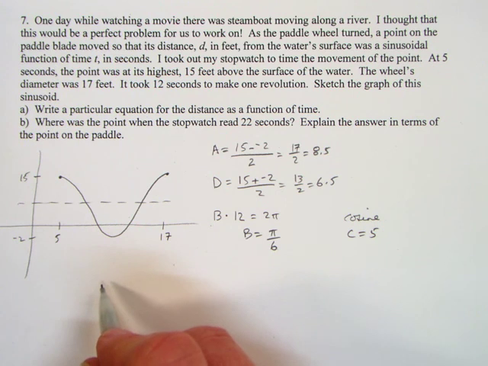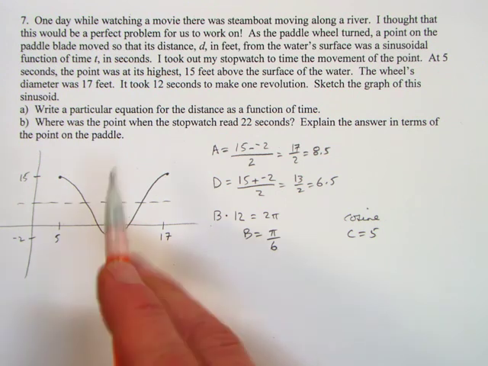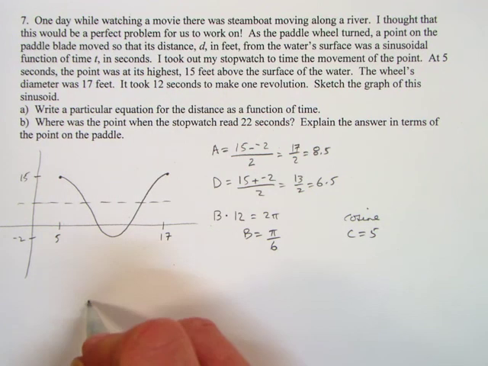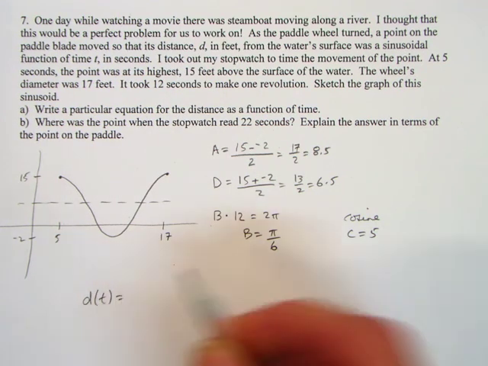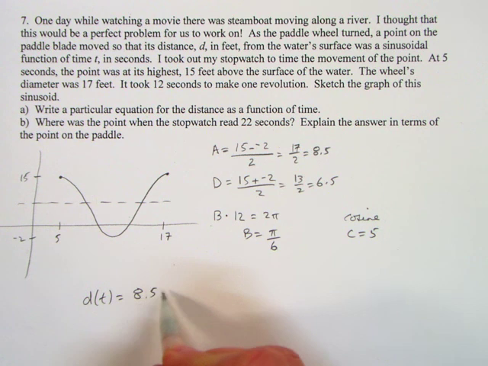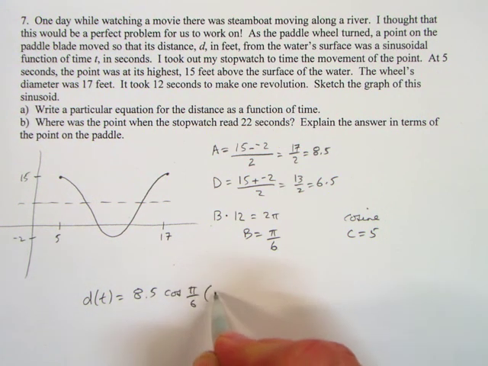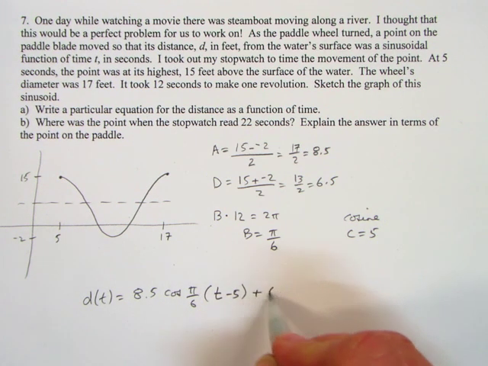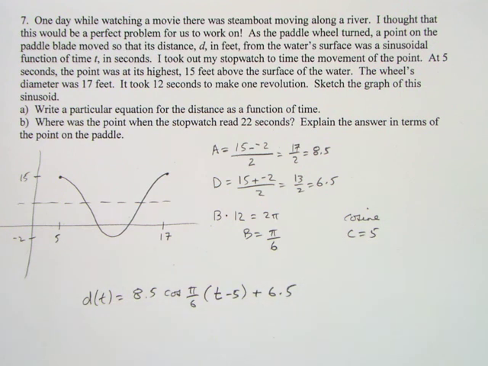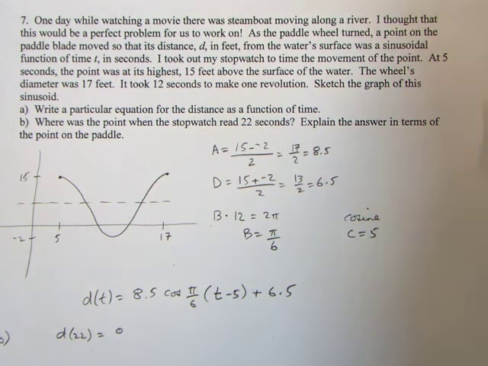Now, we want to do it in terms of distance. We know D is our variable, so it's going to be D of t equals 8.5 cosine of pi over 6 times the quantity t minus 5, and then plus 6.5. And that's part A. All of this actually works for that. But that's our equation. Now B asks us to find D of 22. So take out your calculator and type that in.